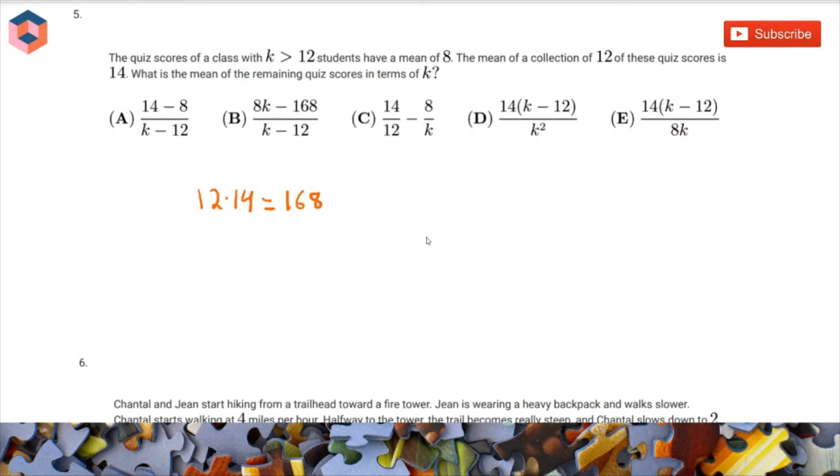Now what's the total sum? The total sum of all the quizzes is 8, which is the mean, times the total number of quizzes, 8K. And since we've subtracted 168 out of that, our new total sum is this. Now we divide by the total number of remaining students. We've already taken 12, so we divide by K minus 12, since that's how many new remaining students we have. And this matches one of the answer choices. It matches B. So we're done.